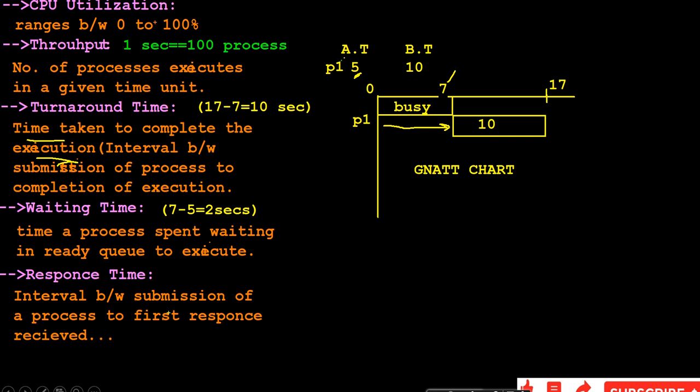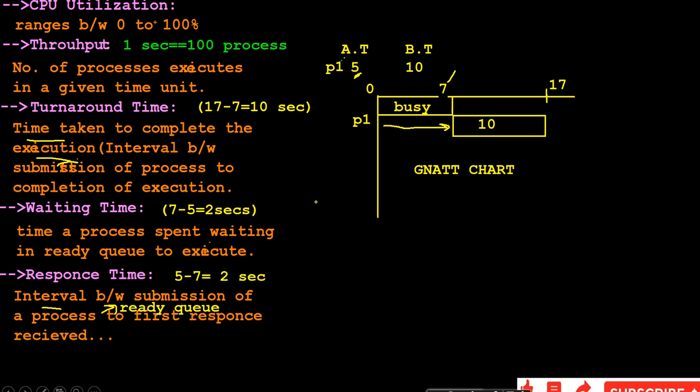And coming to response time, this is like waiting time. It is the interval between submission of a process in the ready queue and when it receives the first response. As we know, we submitted at the 5th second and we receive the response at the 7th second. Response time will not be considered negative; generally it would be -2, but we take it as a positive number. The response time is 2 seconds.